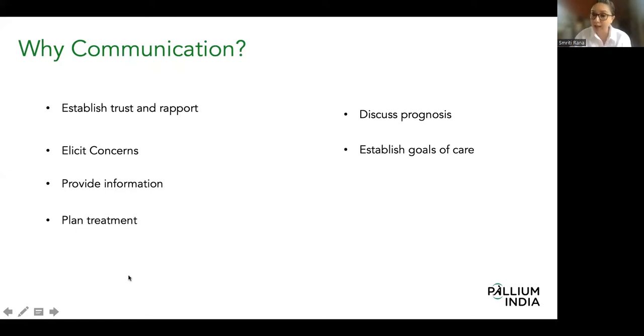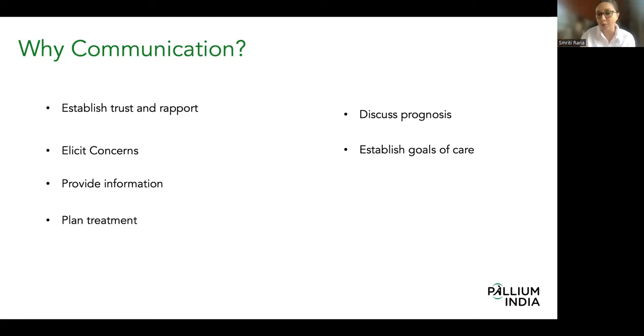Establish goals of care. We talked about this, remember, in the basics, in laying the foundation for good practice. You have to establish the goals of care. What are your goals of care going to be? And how will they change over a period of time? Suppose somebody goes for chemotherapy or gets a surgery or has some sort of intervention. And then how have they responded to it? Now, what is the next step? So establishing goals of care.